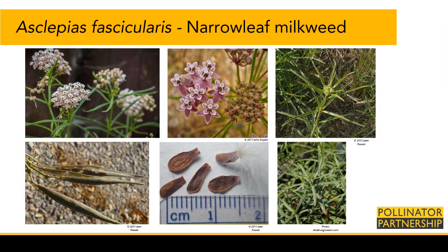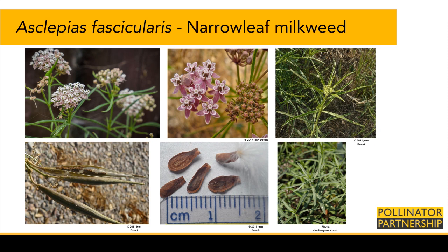Asclepias fascicularis, or narrow-leaf milkweed, is a slender-stemmed perennial that typically grows 2 to 4 feet tall. It has long, narrow leaves arranged in opposite pairs and produces clusters of small, pink to pale lavender flowers, arranged in rounded umbels, or rounded groupings of flowers that resemble umbrellas. The plant is common in dry grasslands, roadsides, and open scrub habitats. Like other milkweed, it produces a white sap when damaged.